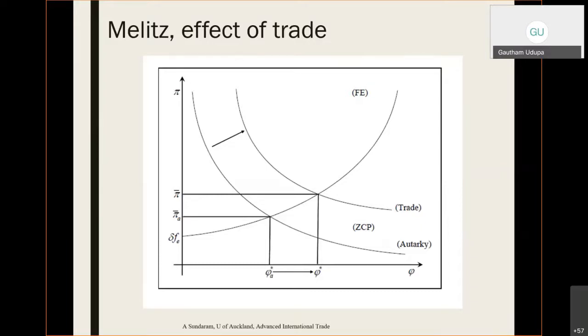Yes, that is exactly what happens. So it does go up. Because the high productivity firms start exporting, the domestic productivity threshold does go up. And that's why you have the exit. All the firms that earlier could make the threshold, but now cannot because that threshold has gone up, are the ones that will exit.